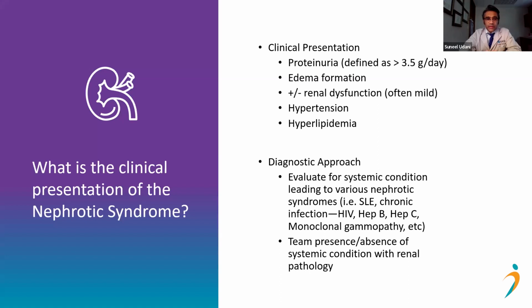When someone presents with nephrotic syndrome, our approach is really sort of twofold. One is to look for a systemic condition that can lead to nephrotic syndrome, things like lupus, chronic infections, hematologic disorders. But that is also always paired with, at least in adults, a kidney biopsy and the renal pathology.